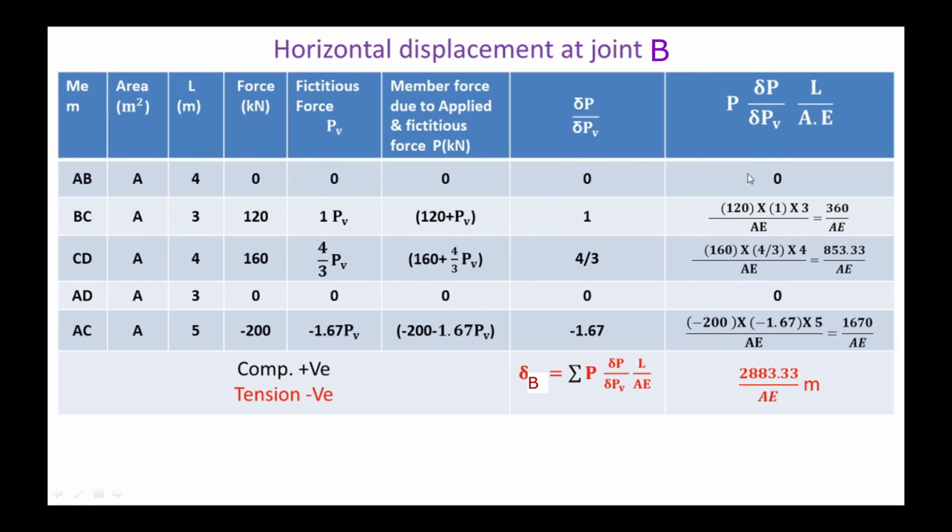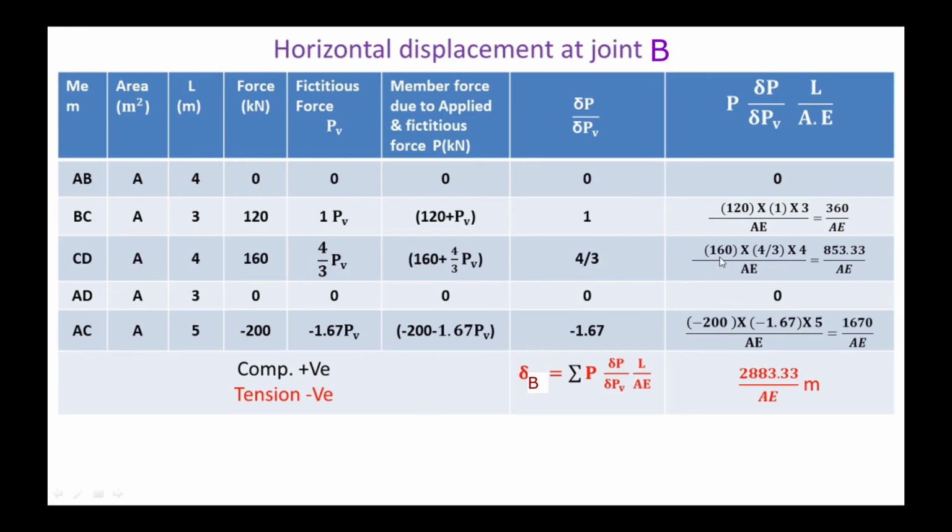Now the last column is P del P by del PV into L by AE. P is the force developed due to the applied loads, that is the force in column number 4. Here all the values are 0, so we put 0. Now here P is 120, the force developed due to the applied load, into del P by del PV in this column, which is 1, into length 3 meter, divided by AE, so that is equal to 360 by AE.